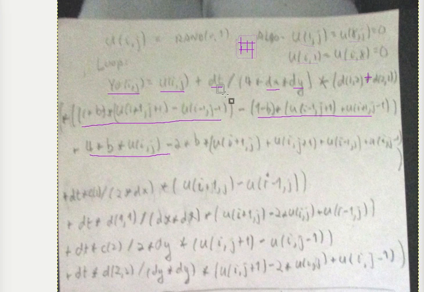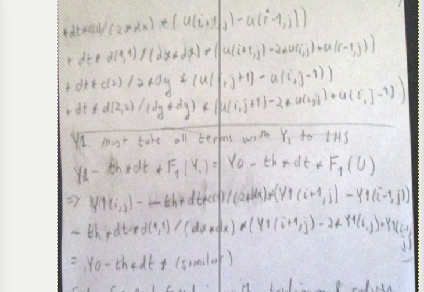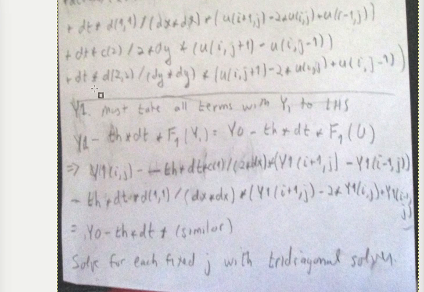All right, so let me see if I can scroll down here. Okay, so as I mentioned here, y1, you need to take all terms with y1 to the left-hand side. The term that involves y1 is f1 of y1 times theta times dt. So I brought that to the left-hand side, and we have here y0 minus theta times dt times f1 of u. Now u is what we know already, so that's okay. We can evaluate f1 of u.